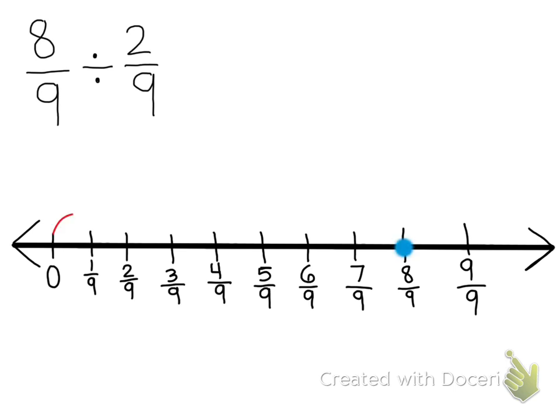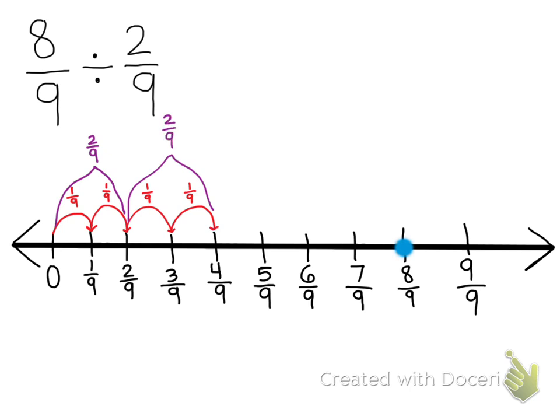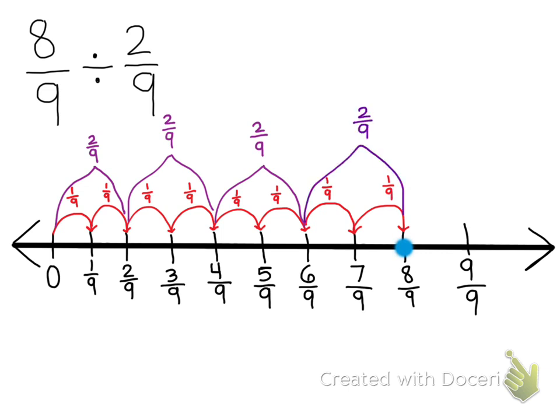Now, I want to know how many 2 ninths I could make. Okay, how many groups? So here's 1/9 plus 1/9. And that is one group of 2 ninths. Again, 1/9 plus 1/9 makes a group of 2 ninths. 1/9 plus 1/9, that's another group. 1/9 plus 1/9 makes another group. So if I count my groups, I have 1, 2, 3, 4. So I can conclude that 8 ninths divided by 2 ninths equals 4.